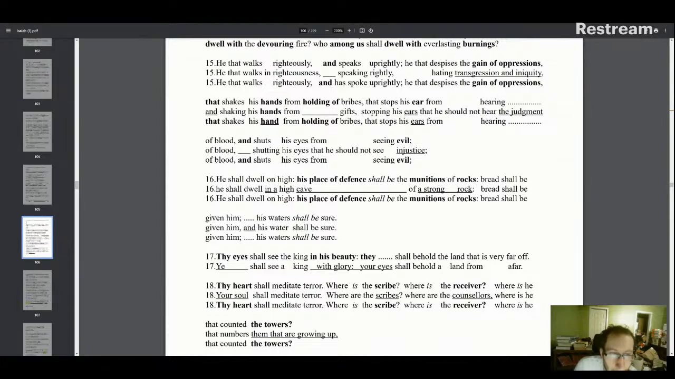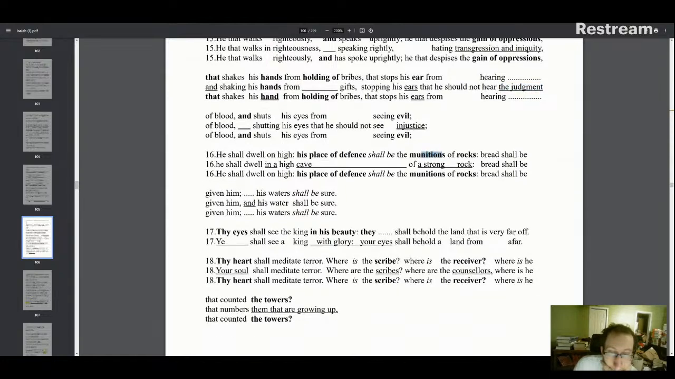Here we have in the Hebrew, it says, stops his ear from hearing of blood and shuts his eyes from seeing evil. The Septuagint appears to add the judgment of blood, probably because it sounds weird to say here's blood. So they added a word to make it make more sense. Let's see here.